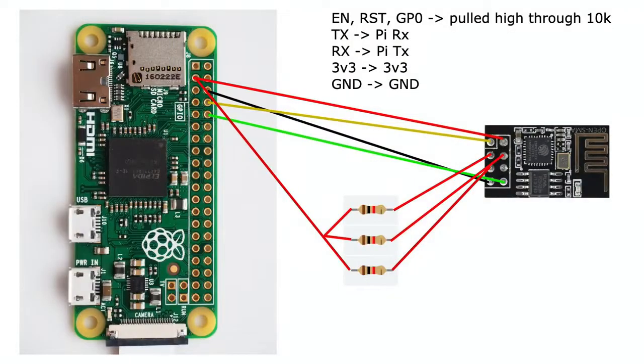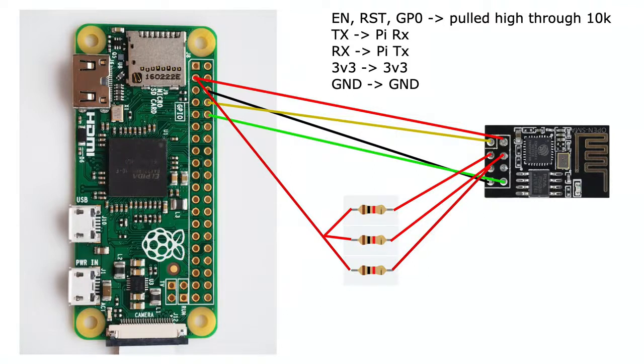To wire up the board, just follow this diagram. It's pretty easy. Basically, you connect the 3.3 volt and the ground lines directly to the Pi, and make sure that the transmit and receive pins are reversed. So you connect the transmit on the Pi to the receive on the ESP, and the receive on the Pi to the transmit on the ESP.